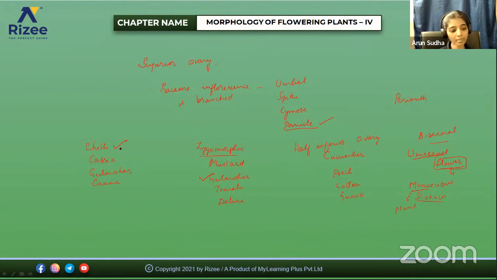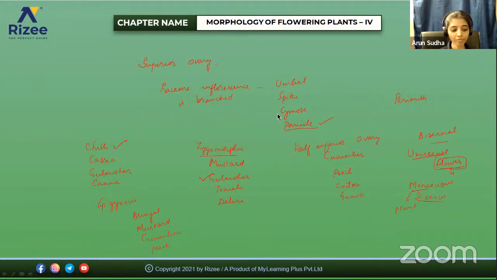Then next question. Which of the following plants has epigynous flower? Option 1 is brinjal, then mustard, cucumber, and peach. Yes, cucumber. Cucumber is the right option.